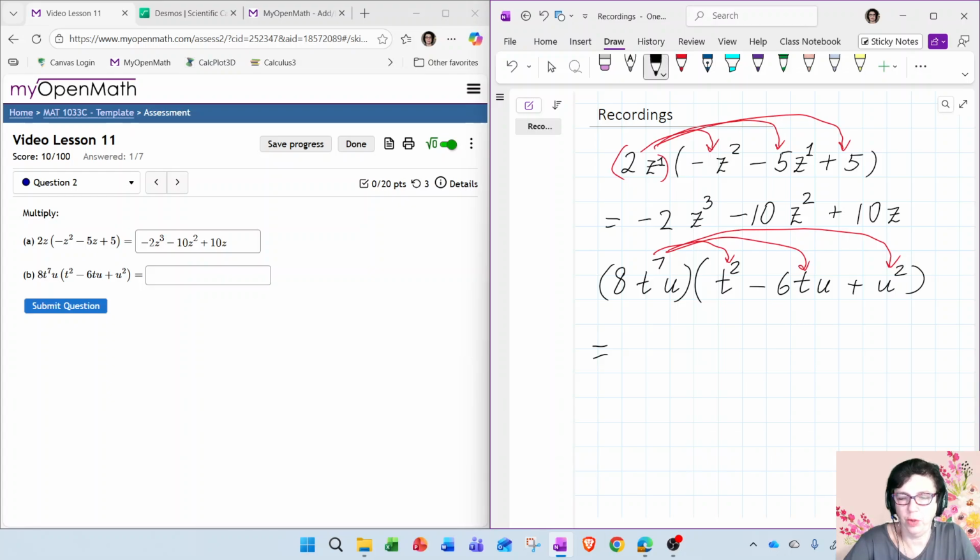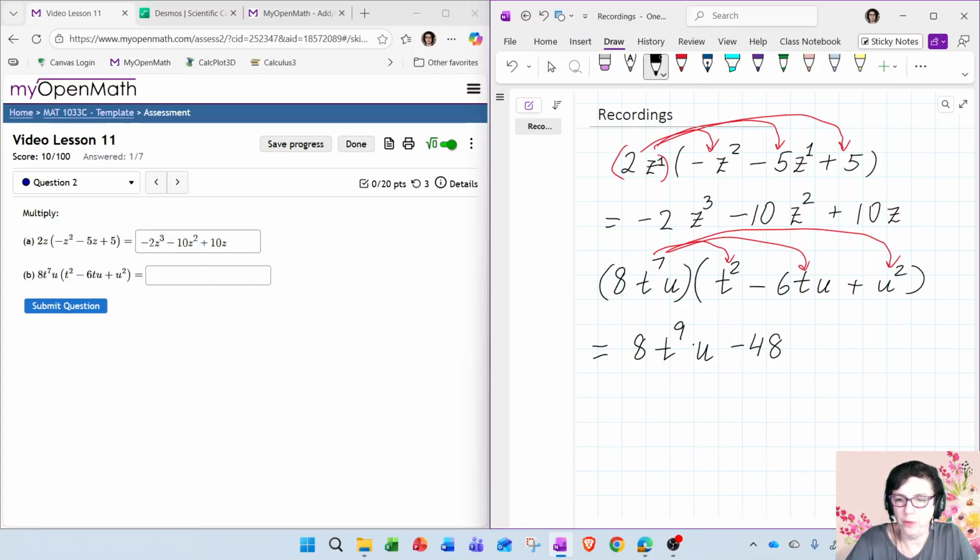All right, let's take a look at the first one. 8. Then we got t to the power 7 and t to the power 2. Since the bases are the same, we just add the exponents. 7 plus 2 is 9. U does not have a corresponding term to combine. That'll just stay. The next term will be 8 times negative 6. You can use a calculator and you will see that that's negative 48.